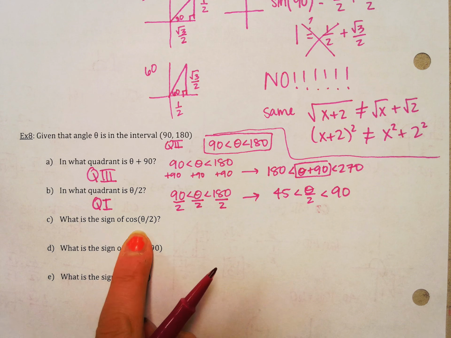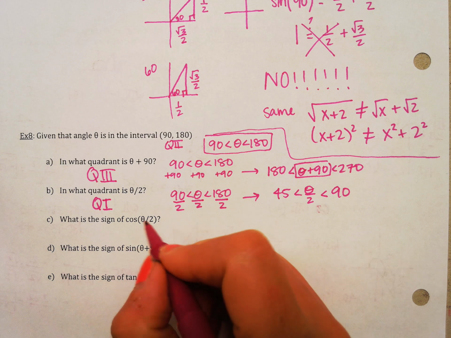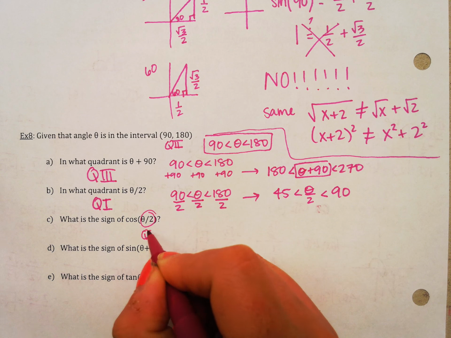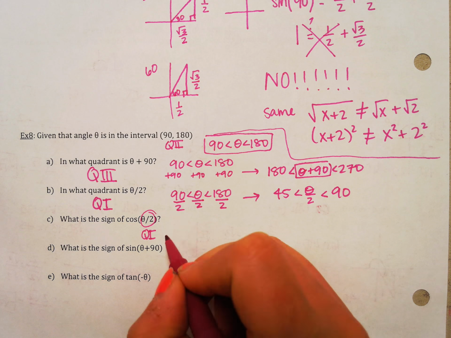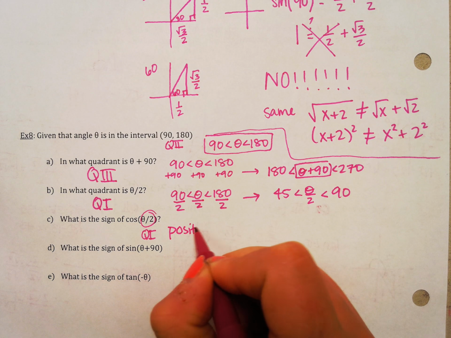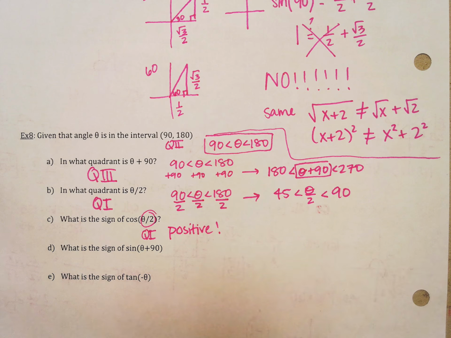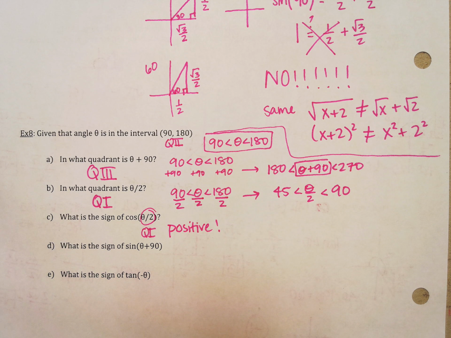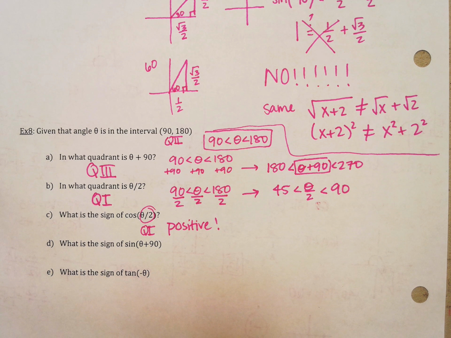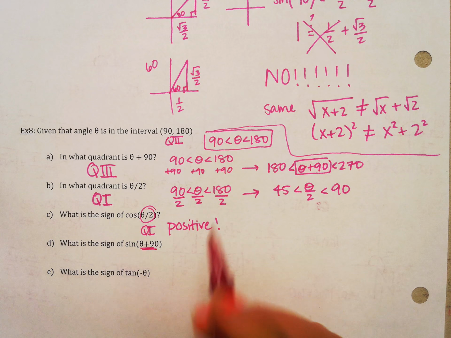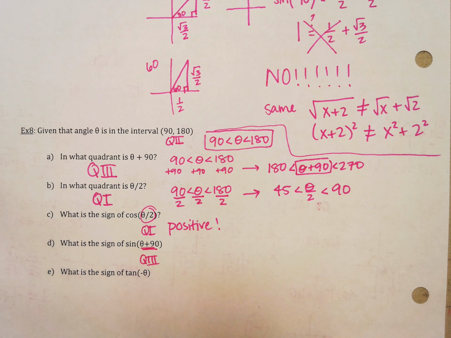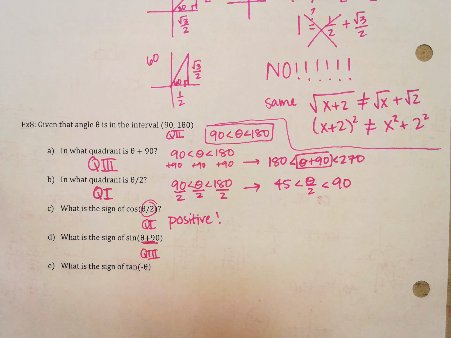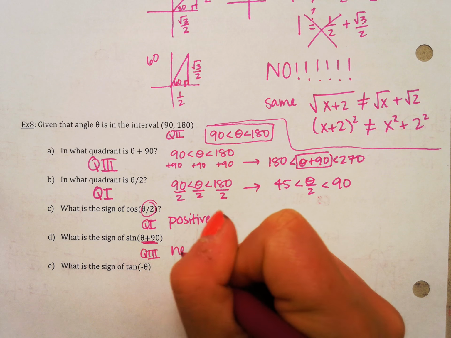What's the sign of cosine of theta over 2? Well, theta over 2, we already know from above, is going to be in quadrant 1. So what's the sign of cosine in quadrant 1? That is going to be positive. What's the sign of sine of theta plus 90? Well, we know that theta plus 90 is in quadrant 3. We already did that in part A. So what's the sign of sine in quadrant 3? That's going to be negative.